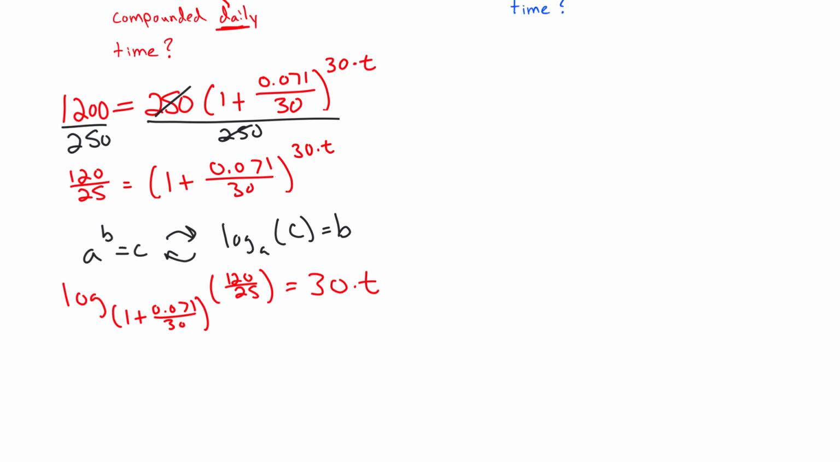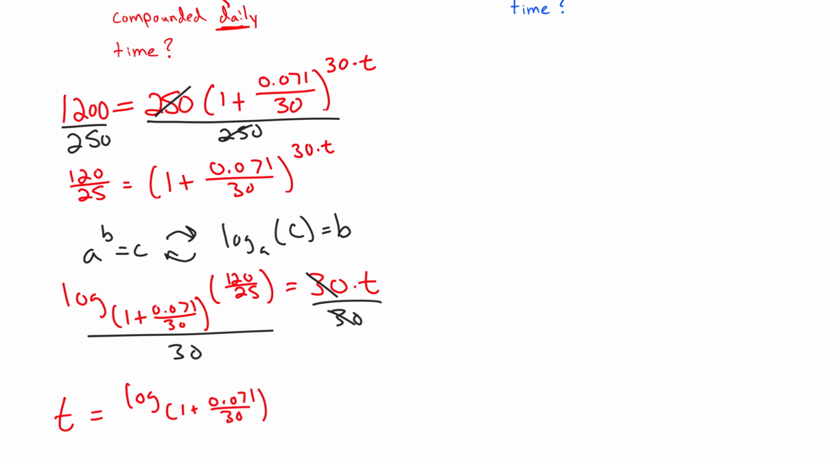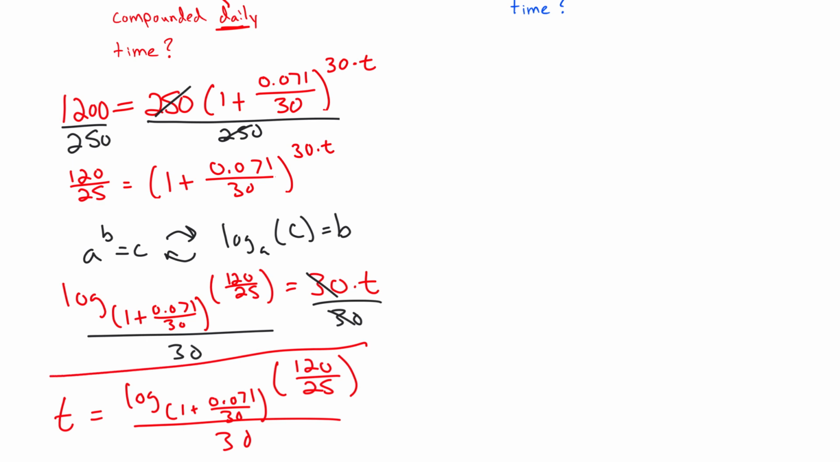Last thing I need to do is get rid of that 30 in front of the t, so I'm going to divide both sides by 30. And that'll give me t is equal to log base 1 plus 0.071 over 30 of 120 over 25, all divided by 30 as my final answer.